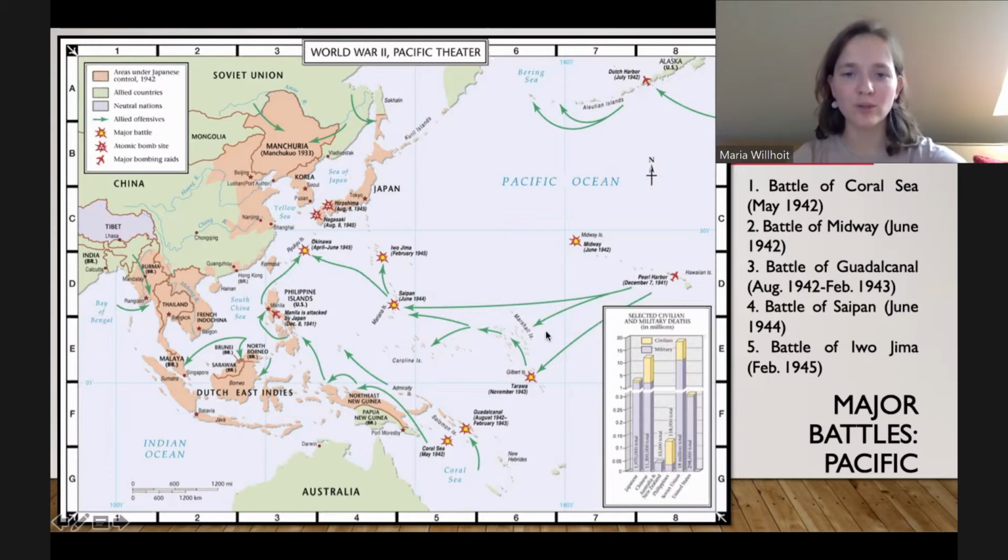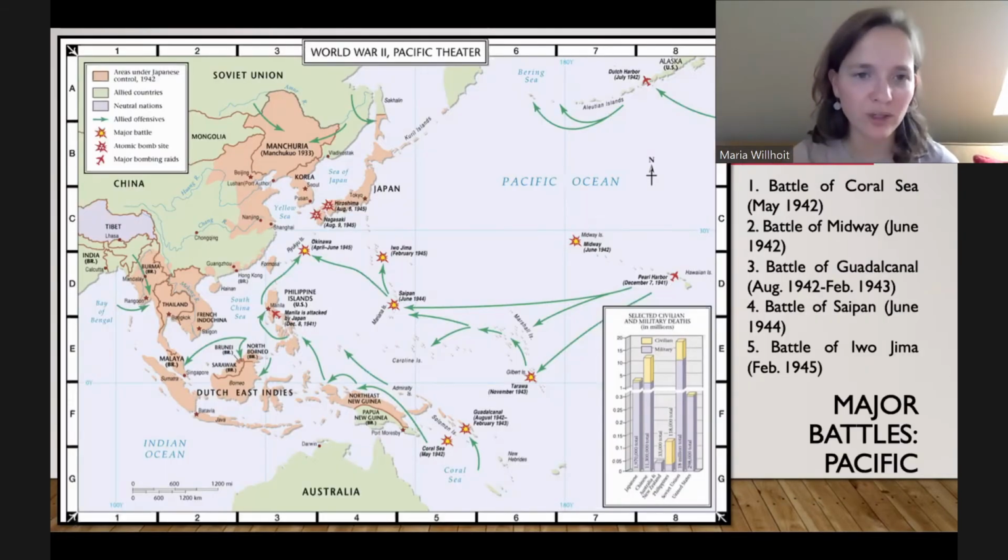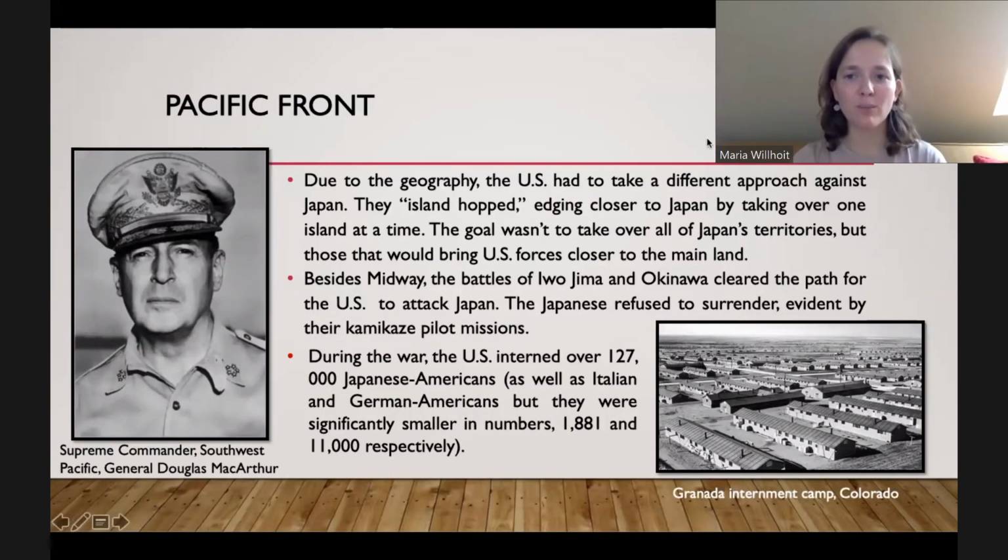And what we're trying to do with our strategy is to hop closer and closer to the Japanese mainland. So we're not going to take over all of their territories. We're just going to get closer to their mainland. And again, like I said, the major battles were Midway and Iwo Jima and Okinawa. Okinawa was actually near Iwo Jima. We went from Iwo Jima to Okinawa. And even today, actually, we have a major Marine Corps presence in Okinawa, Japan. So this is part of our path towards getting closer to Japan.